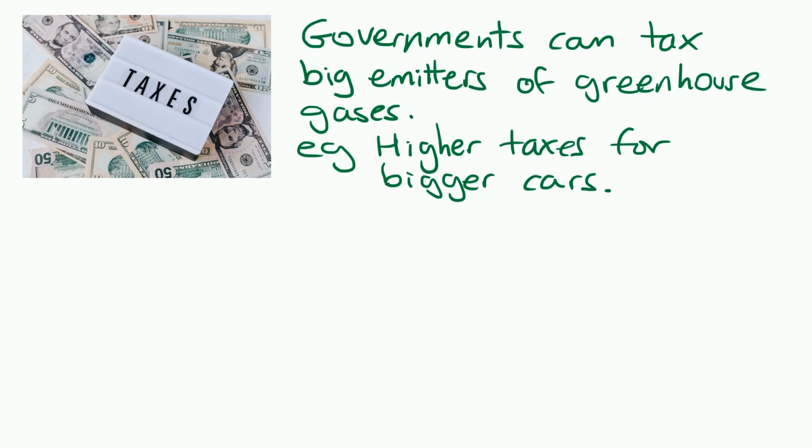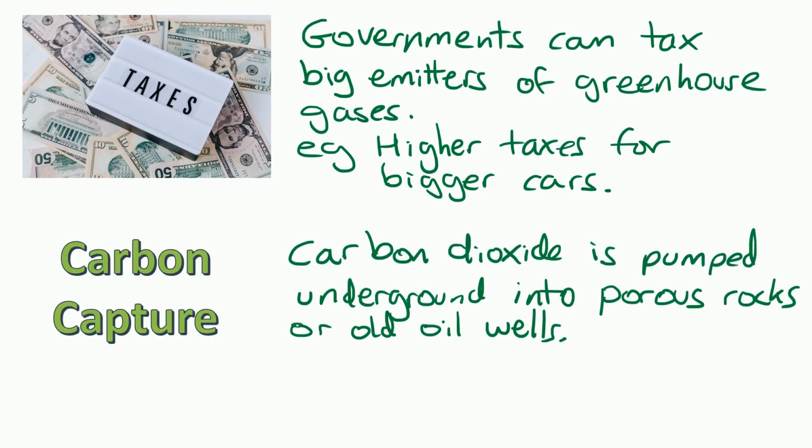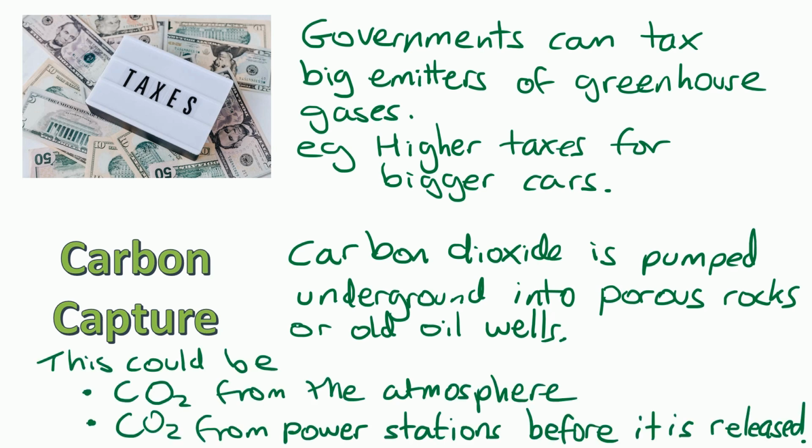We could also do carbon capture, which is where carbon dioxide is pumped underground into porous rocks or old oil wells. Now this could be carbon dioxide from the atmosphere to reduce the amount of carbon dioxide that's already in the atmosphere, or it could be carbon dioxide from power stations before it's released, so you're preventing further carbon dioxide from going into the atmosphere.